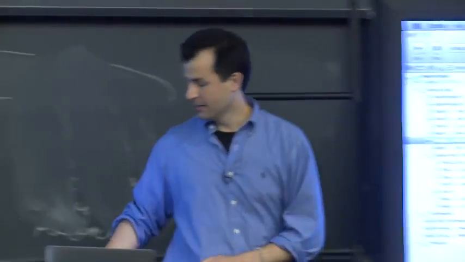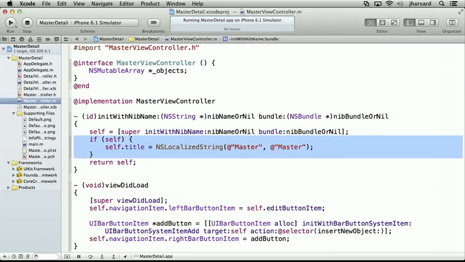Let me change my highlighting. So it's not commented, but what do these three lines seem to be doing? Yeah, it's setting the title of self. So self.title, what is self? What type of object is self at this point in time?